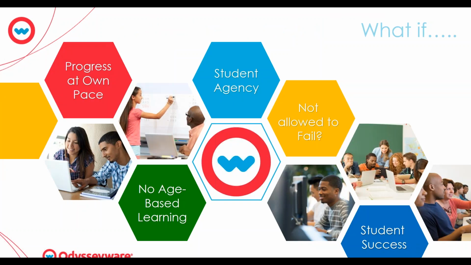So I want to go back to my pondering of my what if and think about this for just a few more minutes as we start to close out our session. So what if students were allowed to progress at their own pace? What if there were no age-based learning? What if they could exercise that student agency and have more voice and choice? And what if they were not allowed to fail but make meaningful progress?